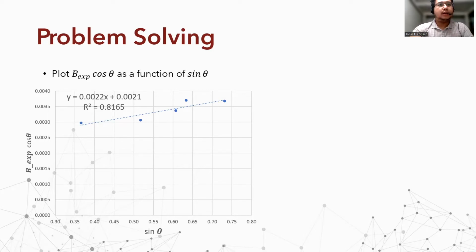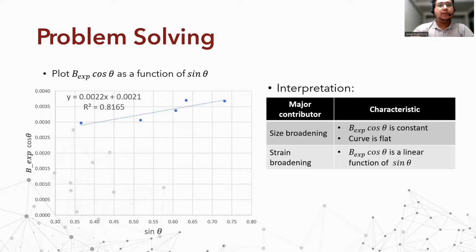The equation and the linearity constant R squared are illustrated. In the interpretation of the Williamson-Hall plot, the following are considered. If the peak broadening is mainly due to the crystallite size, then the value of B_exp cosine theta will be constant and the curve will appear as a horizontal line. On the other hand, if the peak broadening is mainly due to the presence of strain, B_exp cosine theta is a linear function of sine theta, which is the case for our present problem.